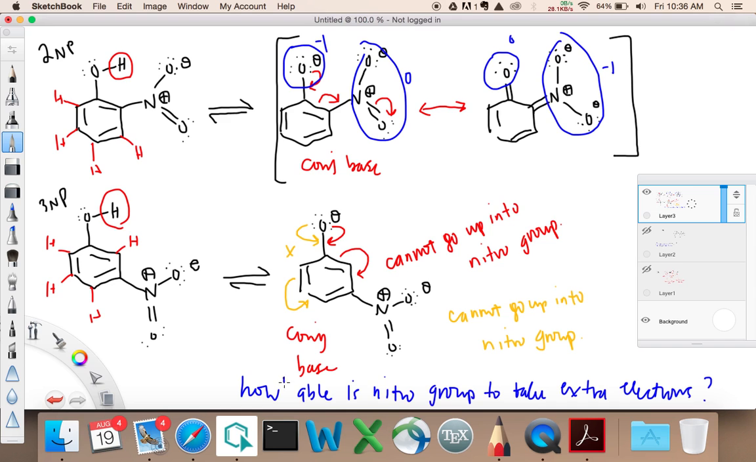How able would it be at that? Okay? Is that a good thing or a bad thing? Is this nitro group likely to take those extra electrons? Is it capable? We see it's capable because we draw these up here. But how able is it? How much stability does it confer? And I'm not going to answer that right now. I'll answer that on request.